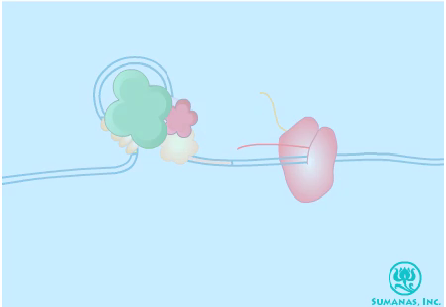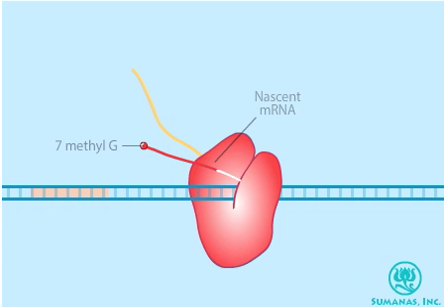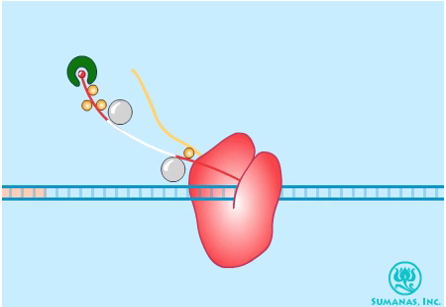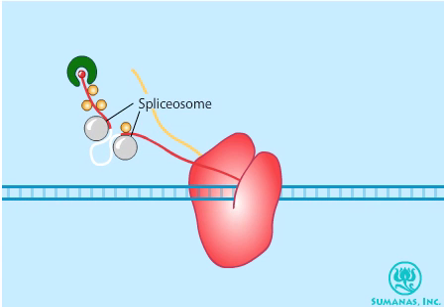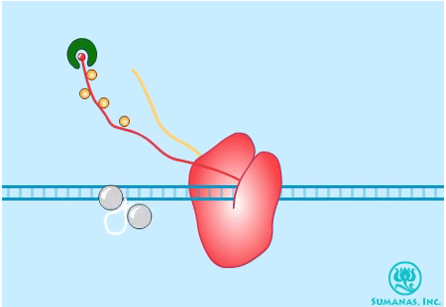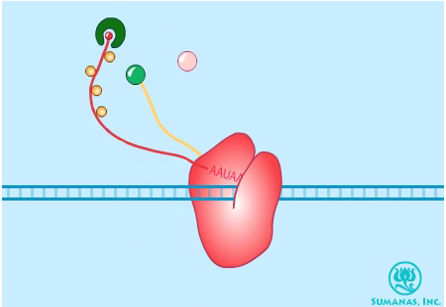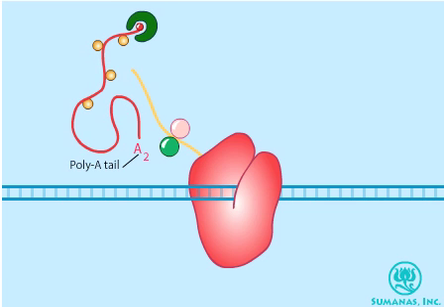The 5' end of the growing RNA is protected from 5' exonucleases by a cap of 7-methyl-G. A cap-binding complex and different kinds of hnRNPs bind to the RNA. The spliceosome, made up of snRNAs and proteins, removes introns from the RNA. At a polyadenylation signal, a protein complex cleaves the mRNA and adds a poly-A tail on the 3' end.